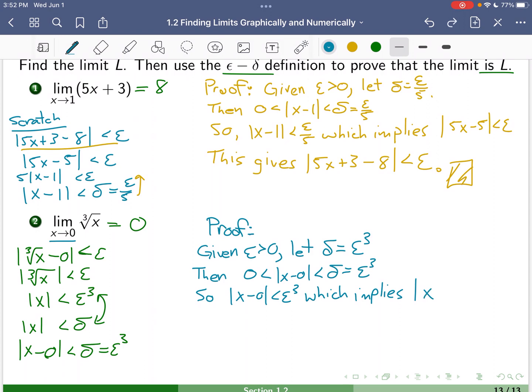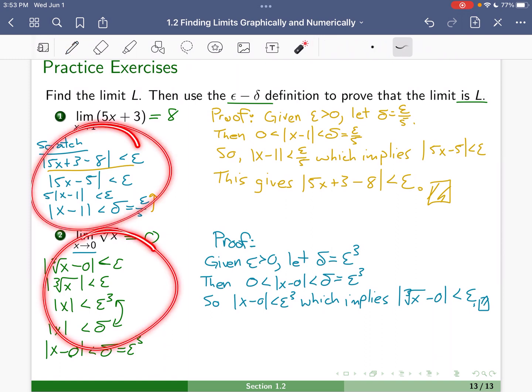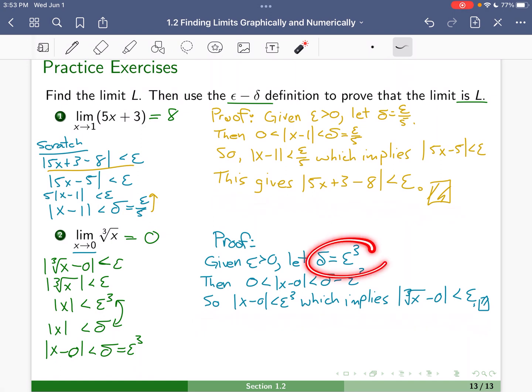the cube root of x minus 0 is less than epsilon. And that was our desired result. Great. So that is the proof. A lot of that proof happens in the work over here to the left, that scratch work. That scratch work doesn't show up in your formal proof explicitly. It's really showing up right there with those choices.